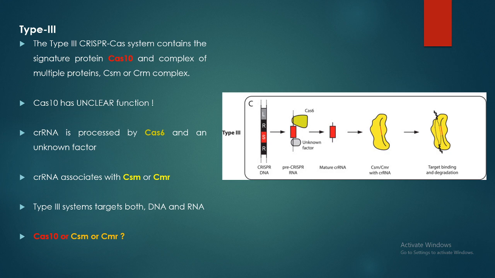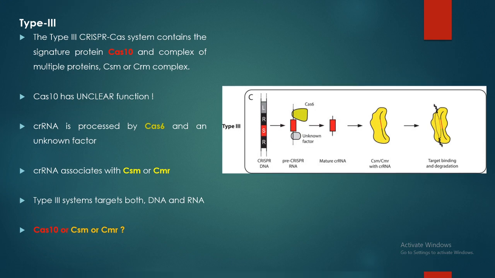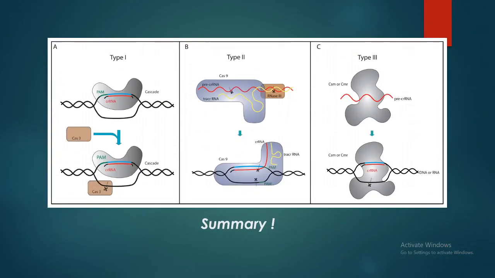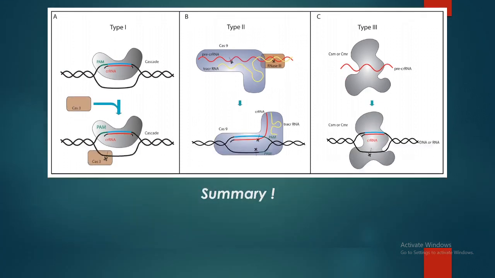However, who brings about the degradation of this foreign nucleic acid? It's still not sure whether it is Cas10 or a component from Csm or Cmr. However, much of the literature is in favor of Cas10 performing this task for the type 3 system. This slide sums up some of the key features of type 1, type 2 and type 3 as discussed in earlier slides.